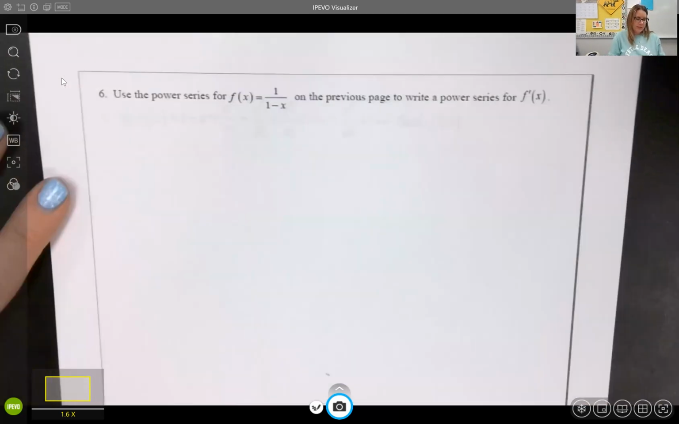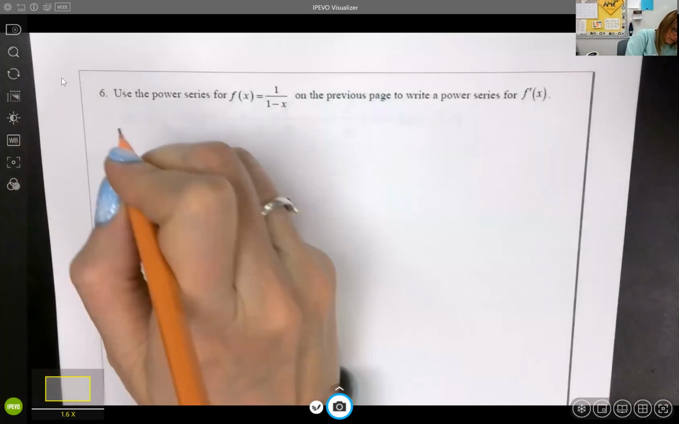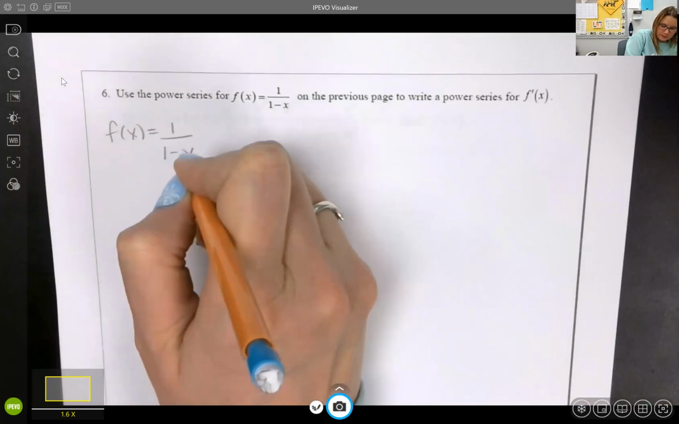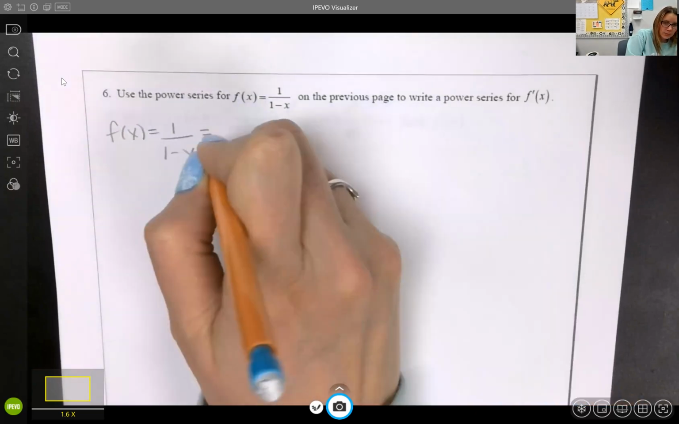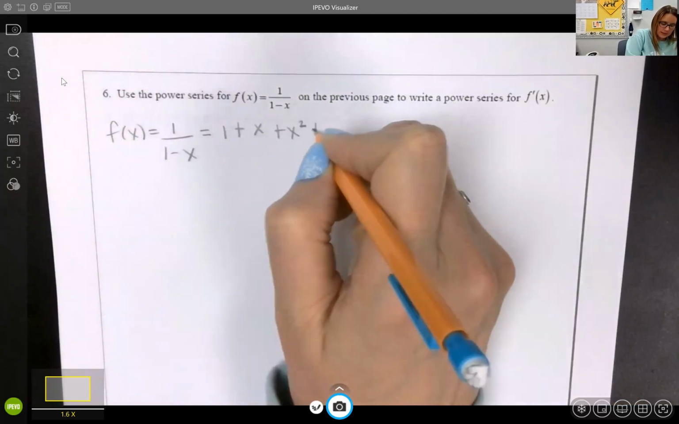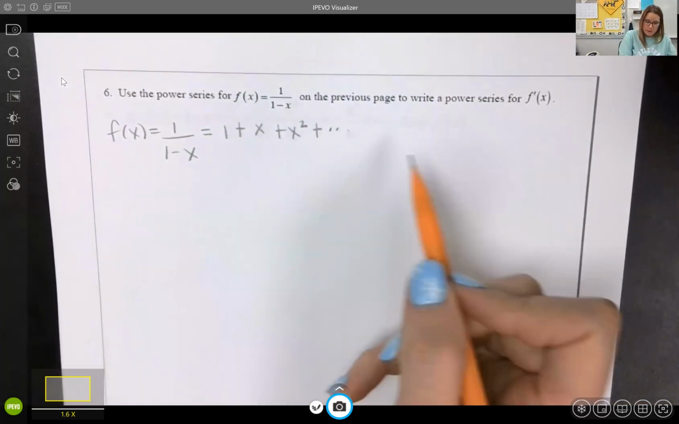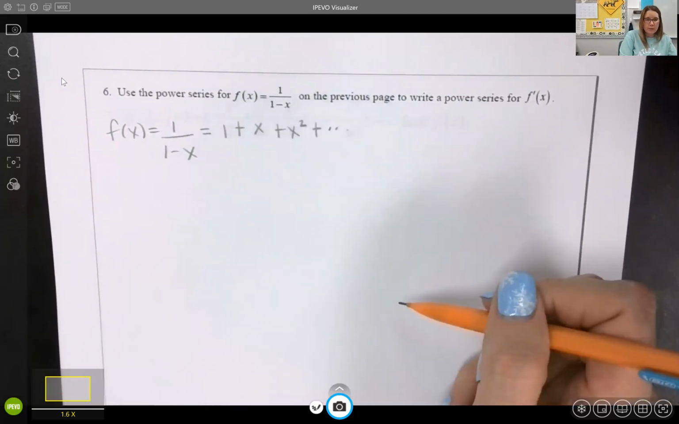All right, let's get to some fun stuff now. So now we're going to take the derivative of a power series. So if I have my power series of f of x is 1 over 1 minus x, that is equal to 1 plus x plus x squared plus dot, dot, dot. Now this doesn't say general term or anything, and it doesn't even say how many terms, so we can just usually do 3 or 4.